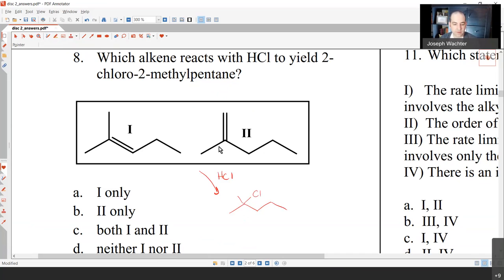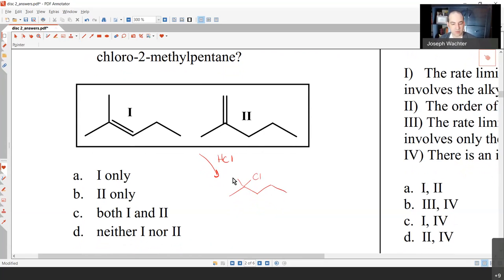So both of these actually can do that, right? Because both of them, it's going to be regioselective to the more substituted carbon. So in this case, it's here. In this case, here is the more substituted one. That's the same position. So actually, both of these structures are going to lead to the same product.